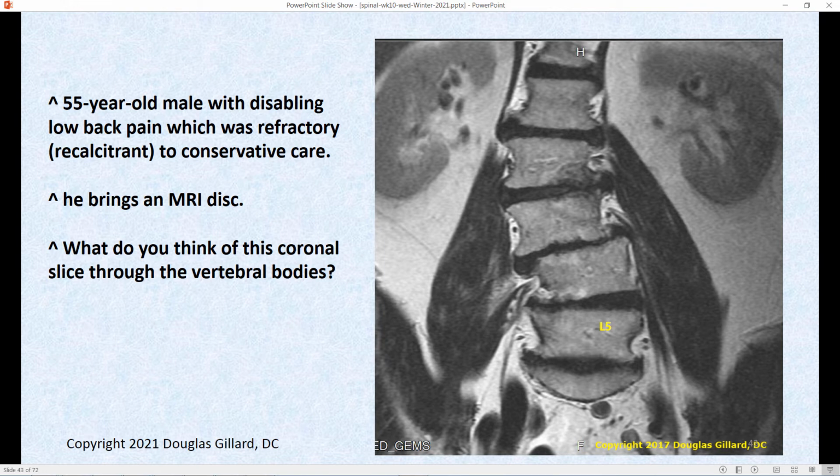Brings in his MRI, and what do you think? Feel free to write it down in the comments if anybody's still with me. This is the A to P or coronal view. Psoas muscles are here. Kidneys are out there. Look at the corners. How do the corners look?